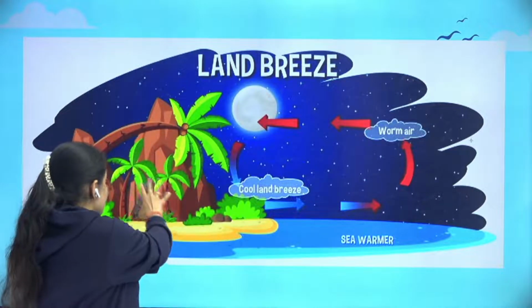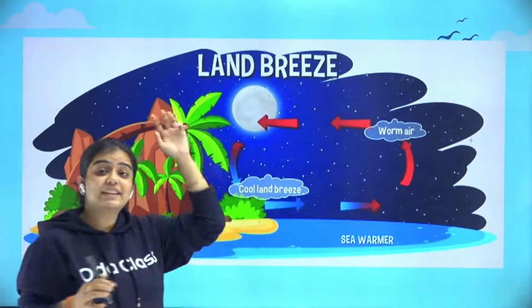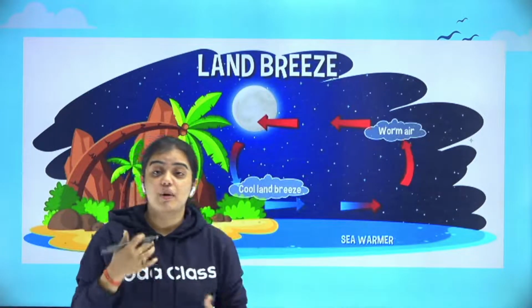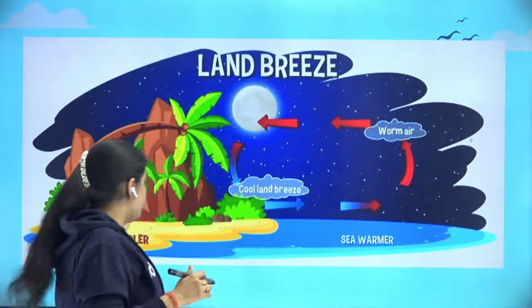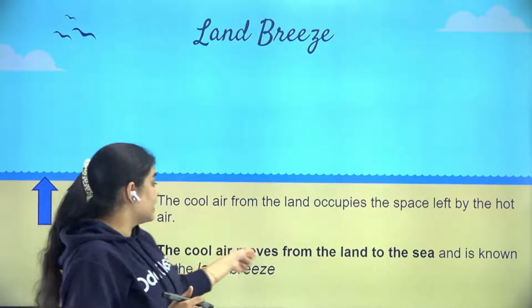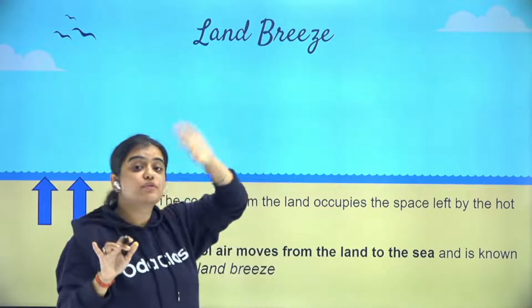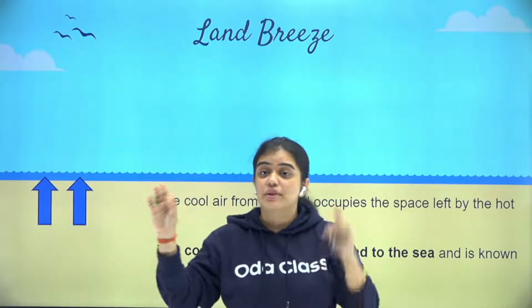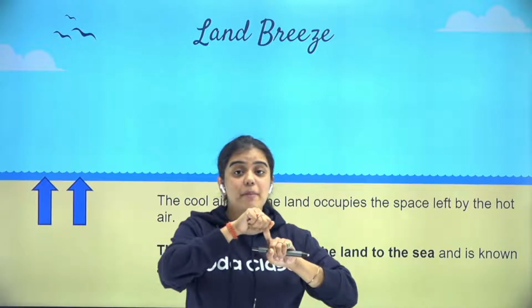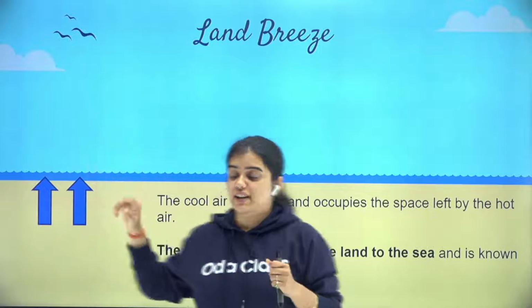Why? Because your land is cooler and your water is hotter, because it takes time to change the temperature of water. So a land breeze starts from the land. That means the cooler air moves from the land, and in a sea breeze, the cooler air moves from the sea. So that's the difference between sea breeze and land breeze. Always remember, sea breeze happens in the daytime and land breeze happens in the night time, right?